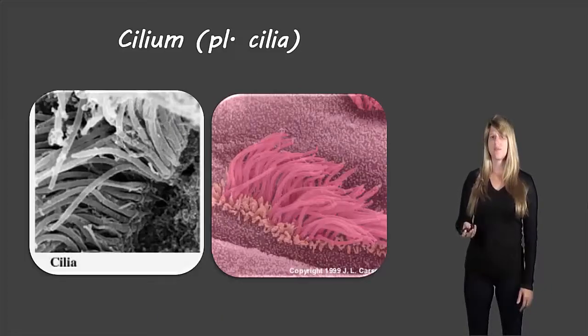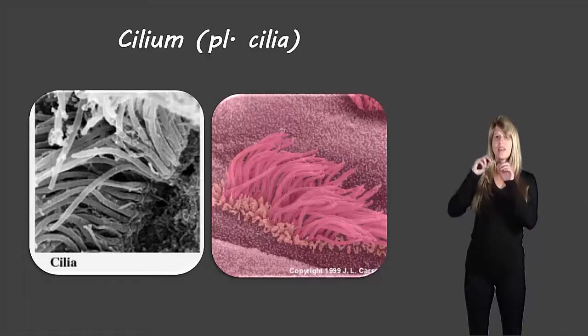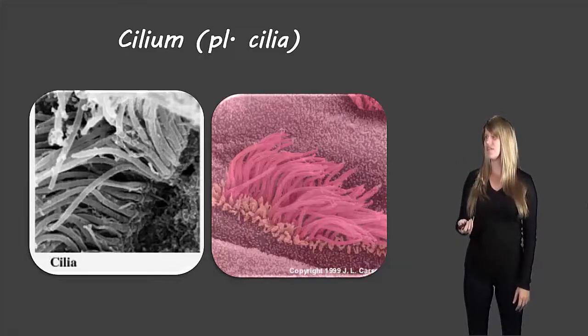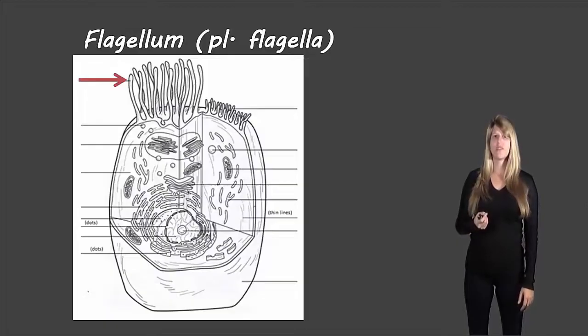So here are some examples of cilia. You can see that they look like little hairs that come off of the cell, and they can bat all in unison to help the cell move, or they can be used to approach different things to sense what's going on around the cell. The next one are the flagellum.